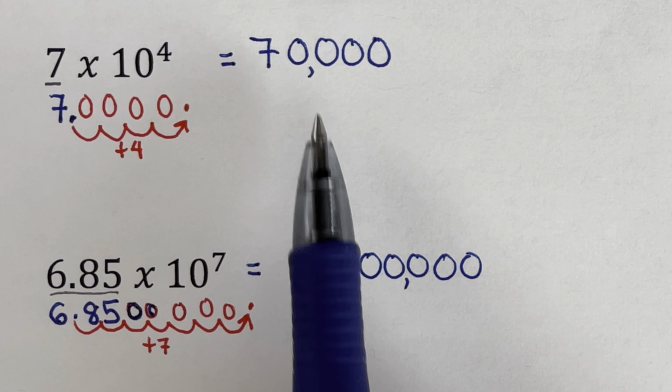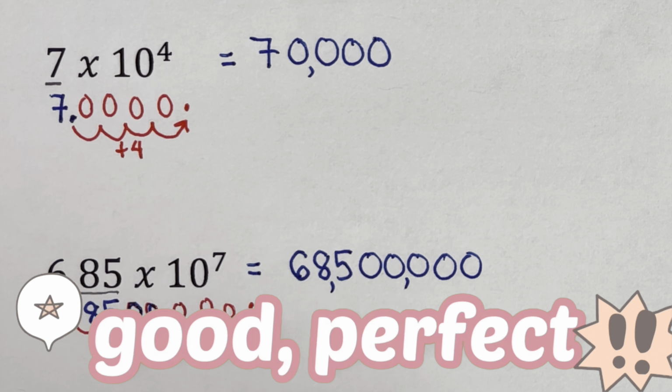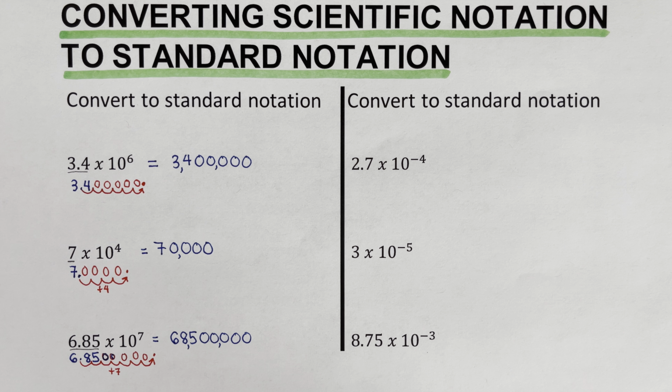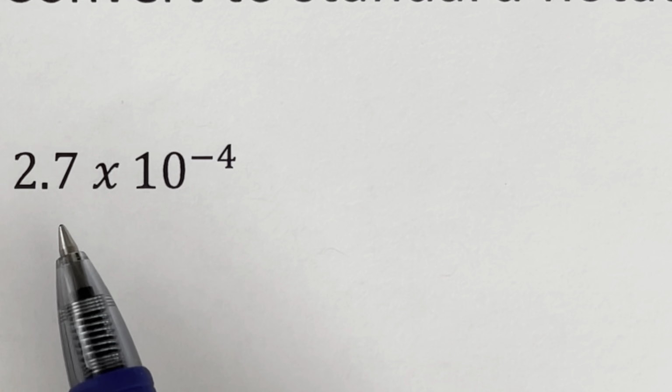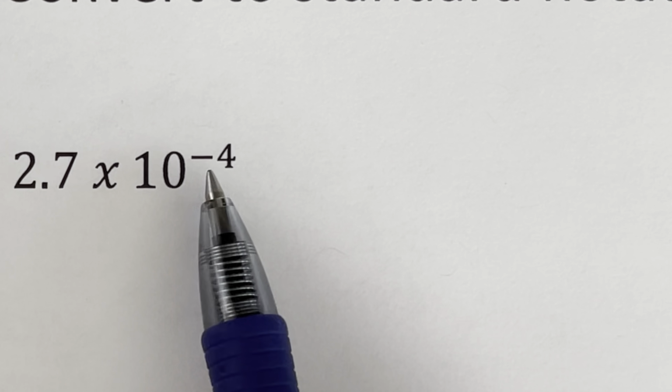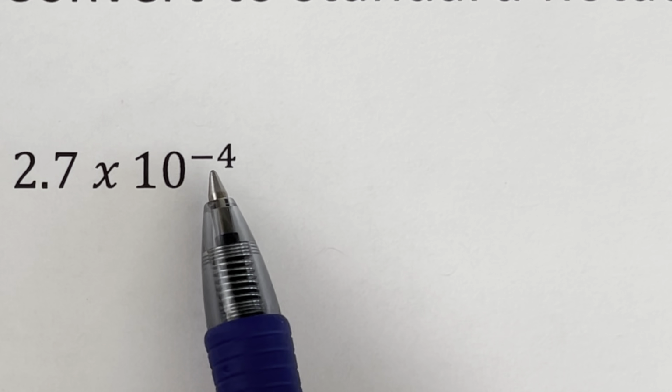Did you get the same answers as this? Good. Perfect. Now let's move on to the next example right here. So we're supposed to convert 2.7 times 10 to the negative 4 to its equivalent standard form or standard notation. Again, we have steps to follow.